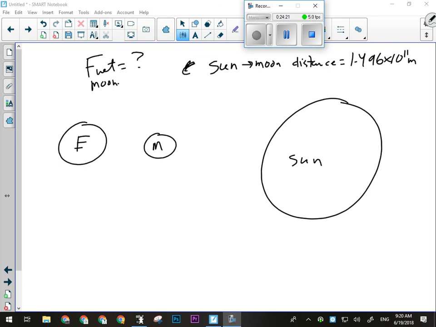So the 3 calculations we have to do: we have to find the force of gravity between the Earth and the Moon, the force of gravity between the Moon and the Sun, and subtract those 2 numbers, right? Because they're pulling in opposition to each other when we find the net force on the Moon.